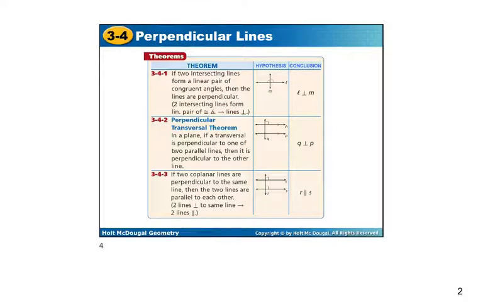So we have our perpendicular lines theorem, this first one here. If two intersecting lines form a linear pair of congruent angles, so notice that we have two angles on a line together. That's a linear pair of congruent angles. They also have one tick mark on both of them, which would mean that they are congruent. Then the two lines are perpendicular.